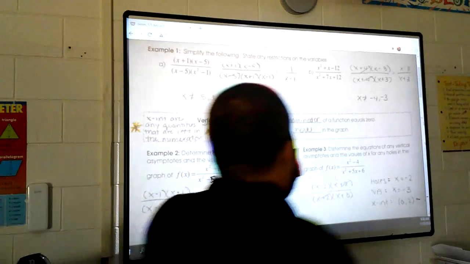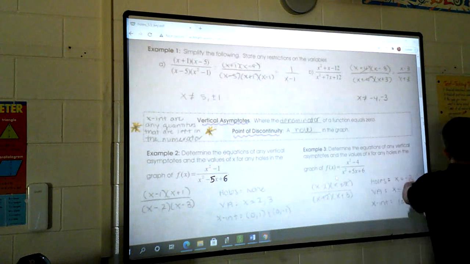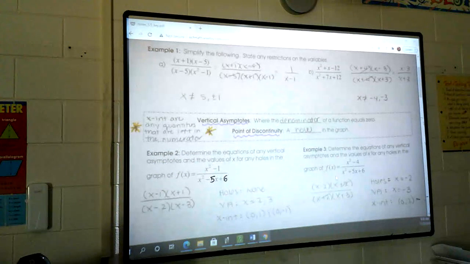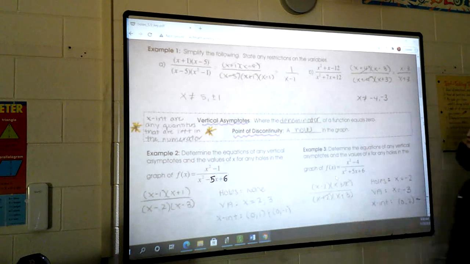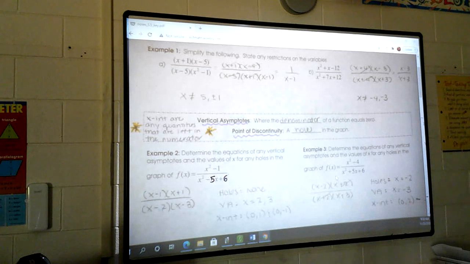So where they cancel out, it creates a hole at x equals negative 2. So you basically just set it equal to 0. So x equals negative 2 is a hole in the graph, and we'll talk about that. The vertical asymptote, remember, if you forget that, you can look in your notes, is where the denominator equals 0. So there's only an x plus 3 left. So it's when x is negative 3. That would be a vertical asymptote.